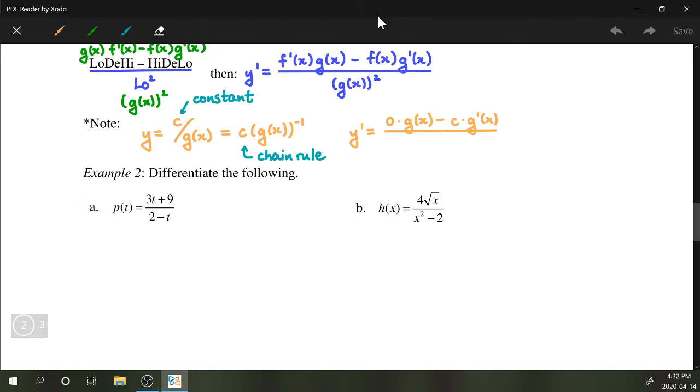Sorry about that. Let's go ahead and fix it. We were left with g of x all squared. And then the result is negative c g prime of x all over g of x squared.